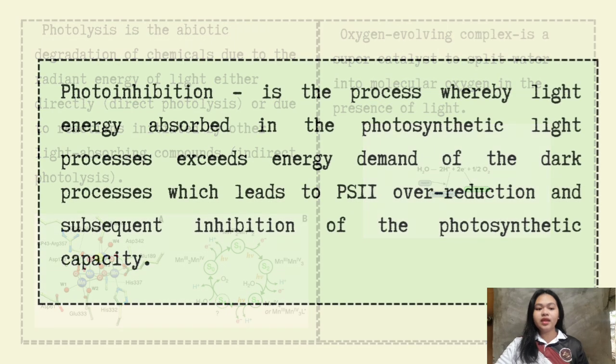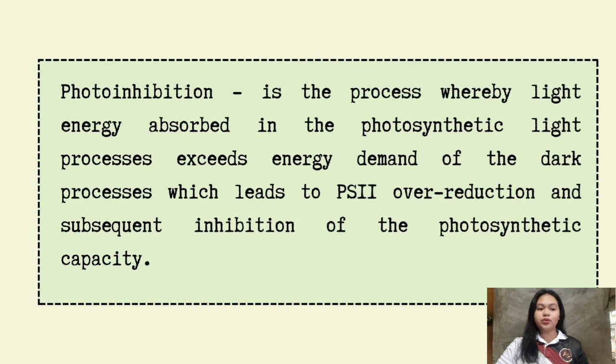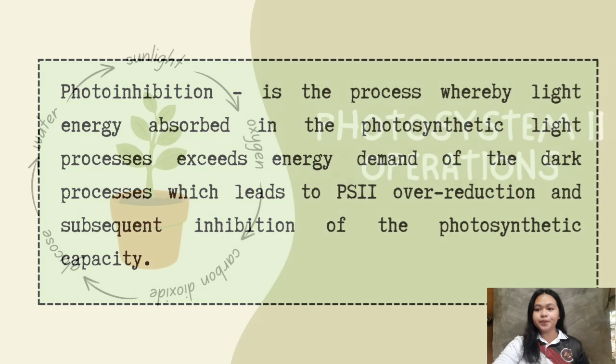And the last terminology that we are going to use is photoinhibition, the process whereby light energy absorbed in the photosynthetic light processes exceeds the energy demand of the dark processes, which leads to PS2 overreduction and subsequent inhibition of the photosynthetic capacity.